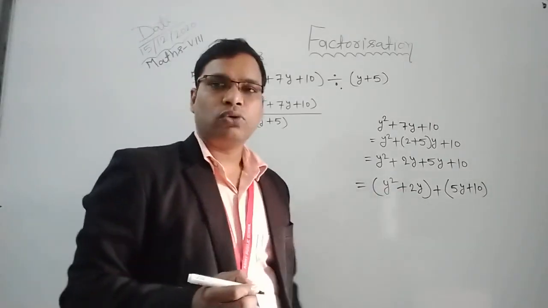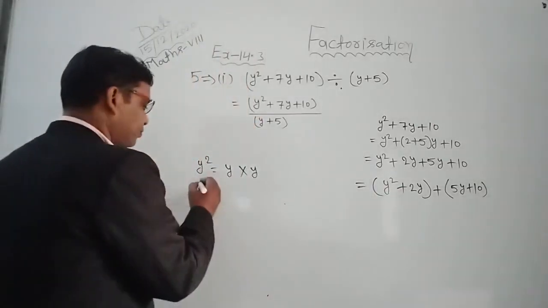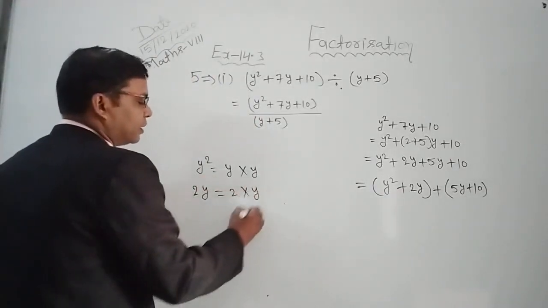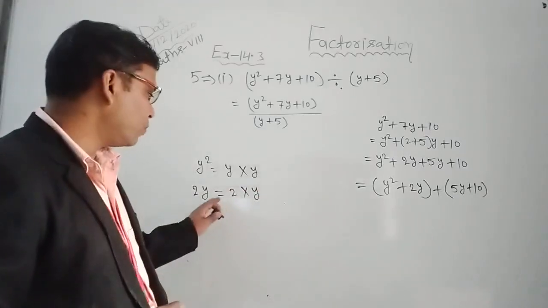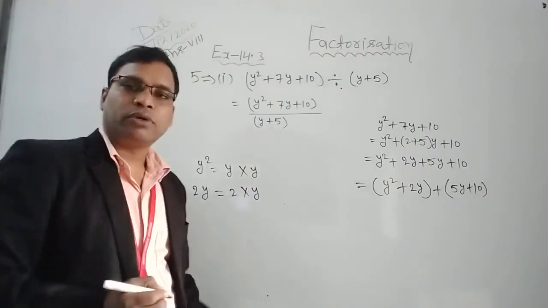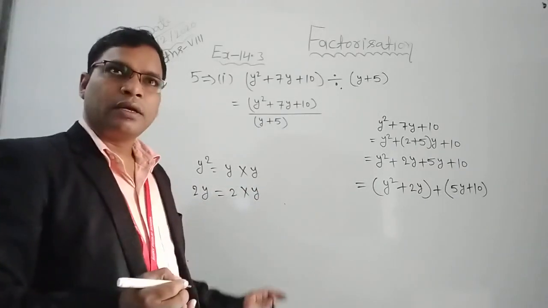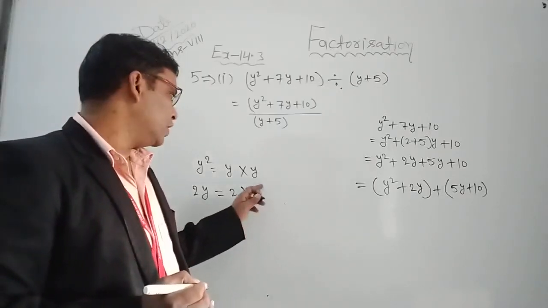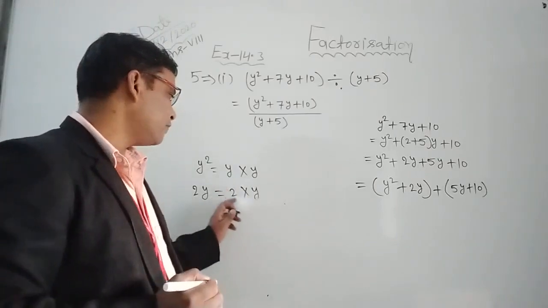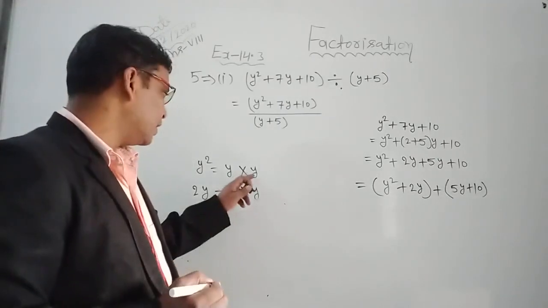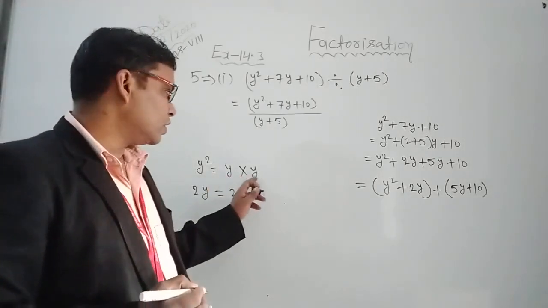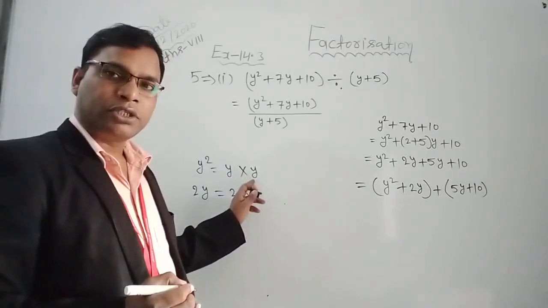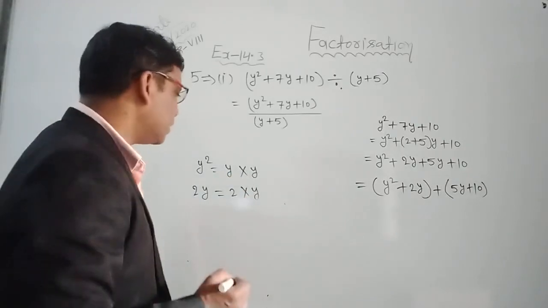Again, 2y we can also write. 2y is equal to what? 2y is equal to 2 into y. This is a product of the irreducible factors of 2y. And y square is equal to y into y. Here we express it as the product of irreducible factors. This is clear. So what is common between them?